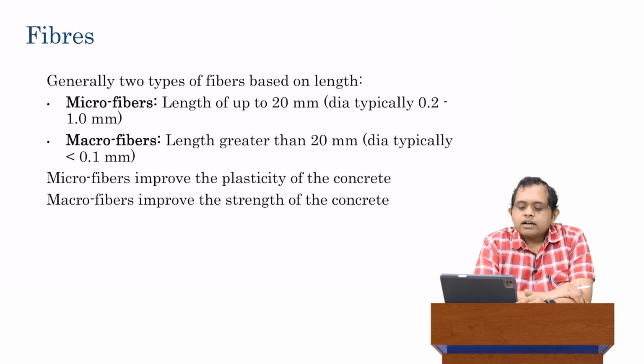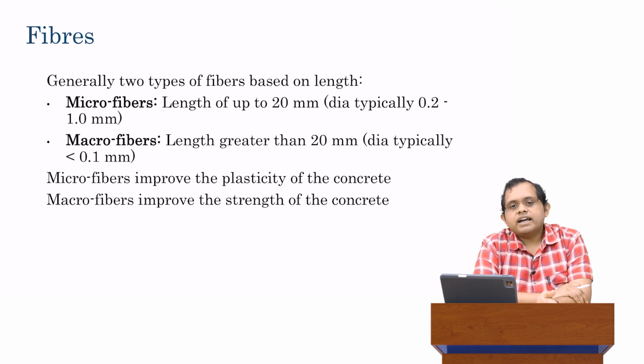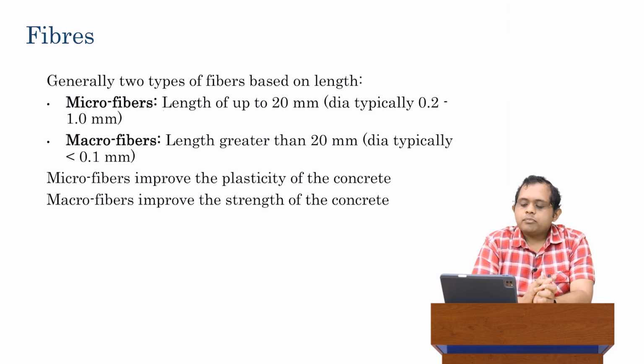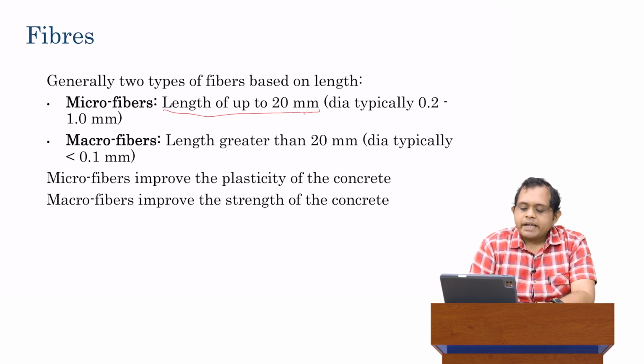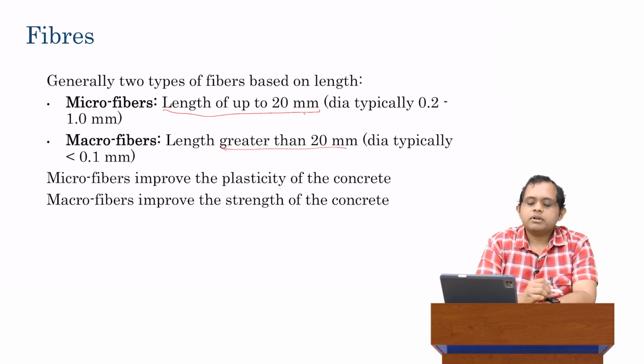Okay, so there are generally two types of fibers based on length. We saw that there are two types of fibers based on material, that is artificial fibers and natural fibers. Based on length, we have two types of fibers, microfibers and macrofibers. And that's basically based on the length of the fibers. So microfibers have a length of up to 20 millimeters, around this much, and if the length is greater than 20 millimeters, we call them macrofibers. So micro versus macro.